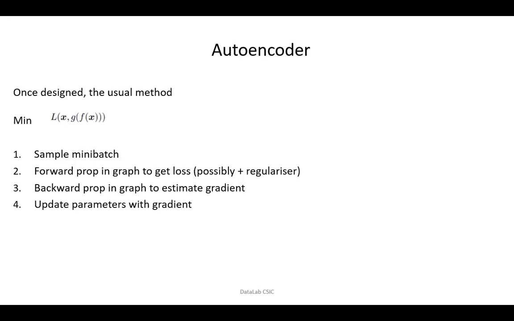And then same story that we have been talking about for the last 2-3 weeks. So we sample mini batches. We do a forward pass to assess the loss, and then we do a backward pass to estimate the gradients and update, etc. The same story. Nothing super new. The only exotic thing is that this should be close to the original data.